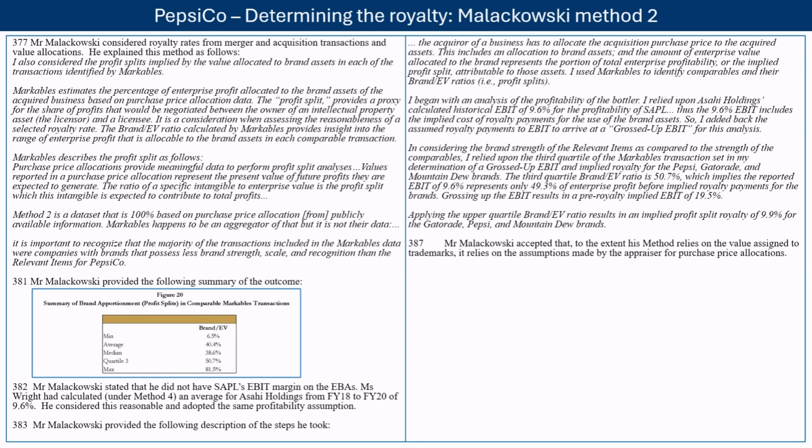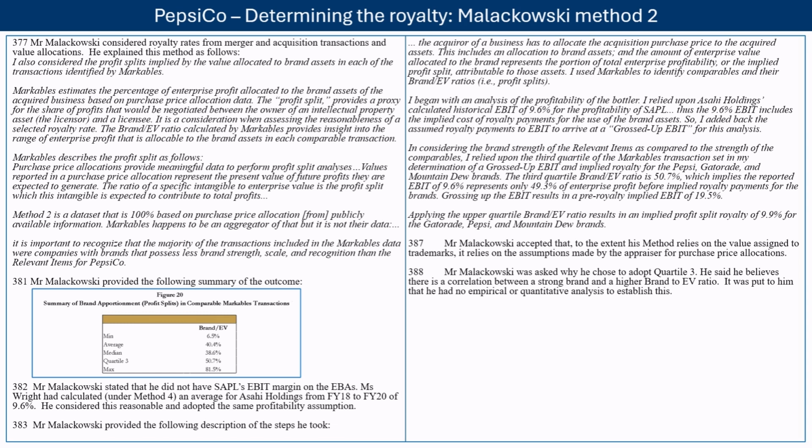And then Mr. Malachowski accepted that to the extent his method relies on the value assigned to the trademarks, it relies on the assumptions made by the appraiser of the purchase price allocation. Because remember, Markables still got their data from appraisers of the value of these groups, right? So one would need to go into the Markables database itself to find out exactly how they calculate this.